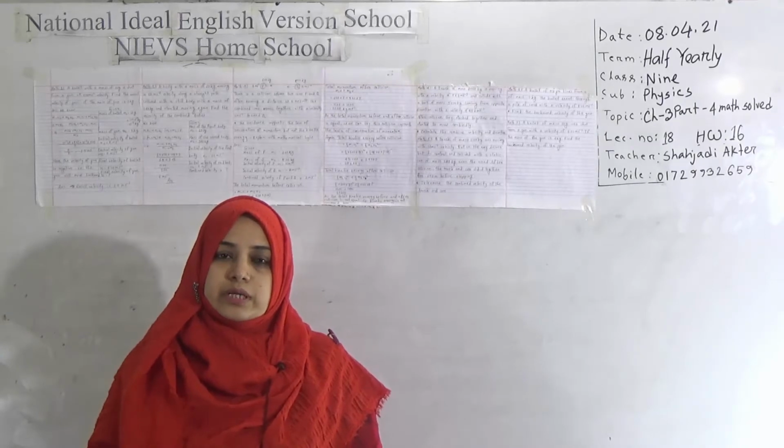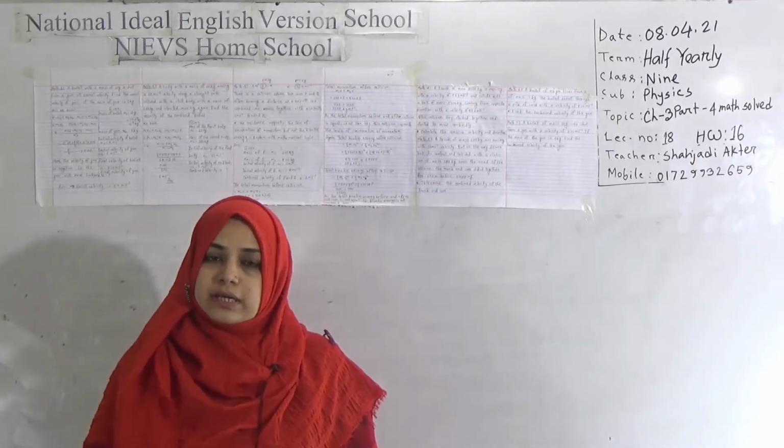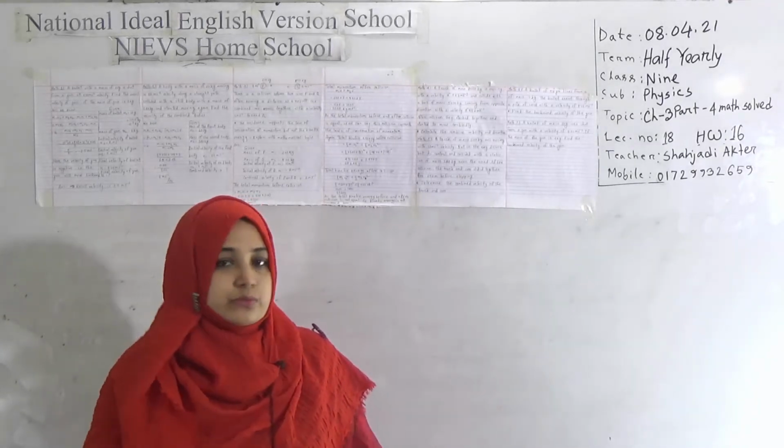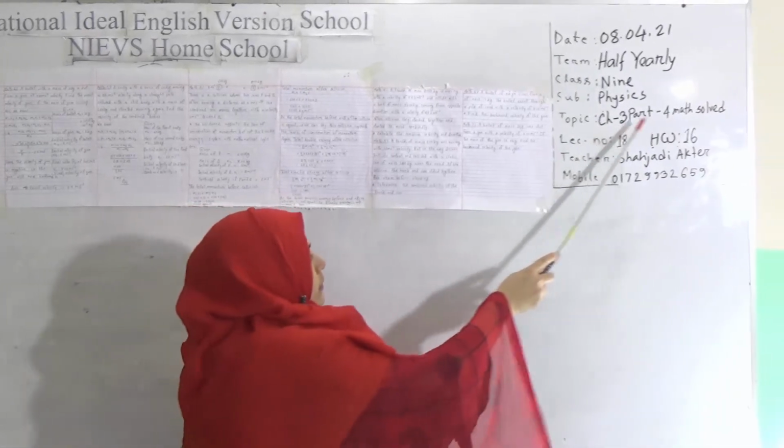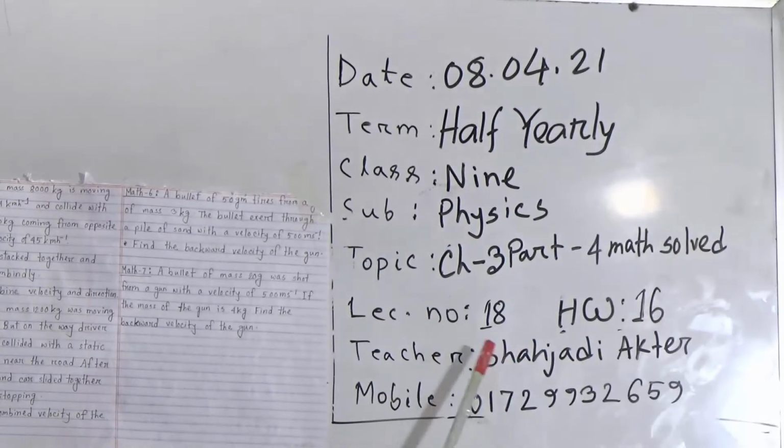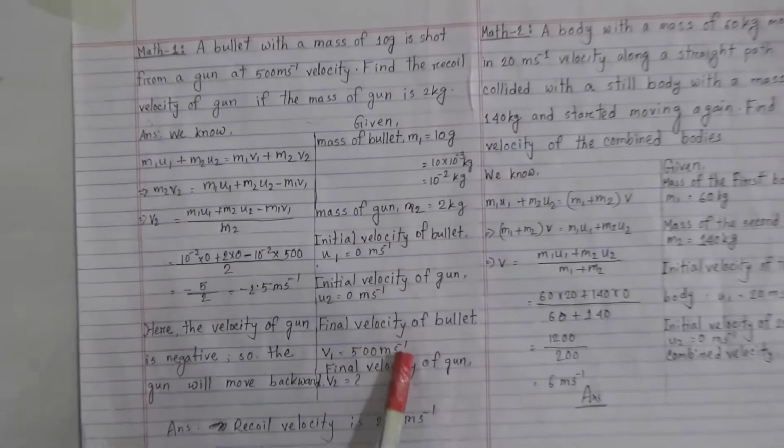Today I am going to take a physics class for class 9 students. My dear students, our today's topic is Chapter 3 Part 4, Mathematical Problems Solved. Our today's lecture number is 18 and SW number 16. My dear students, let's start our class. Today we will solve some mathematical problems from Chapter 3.